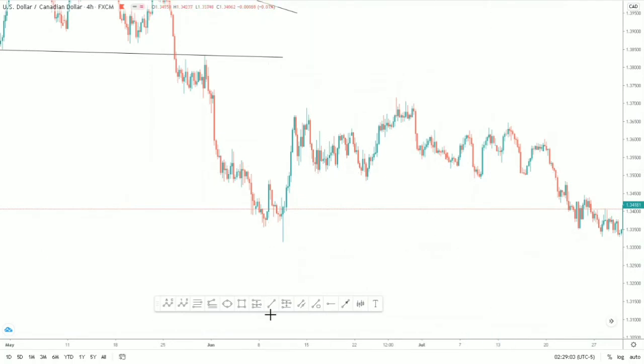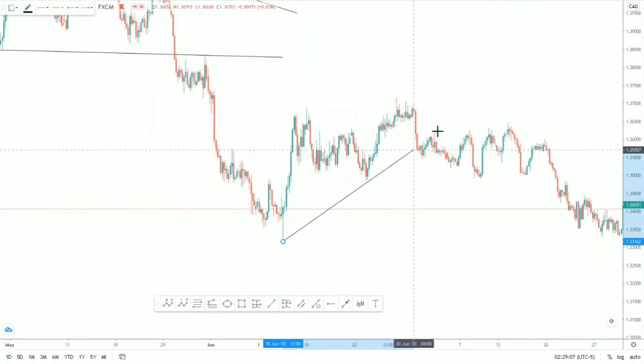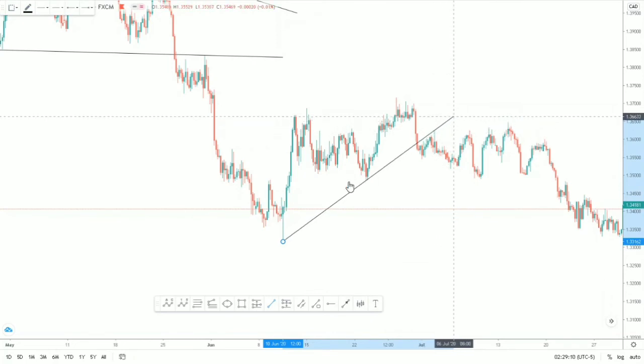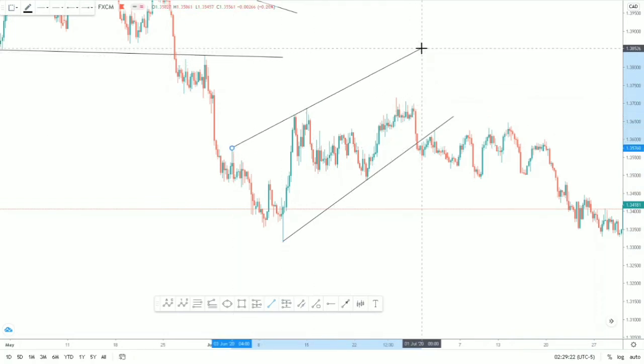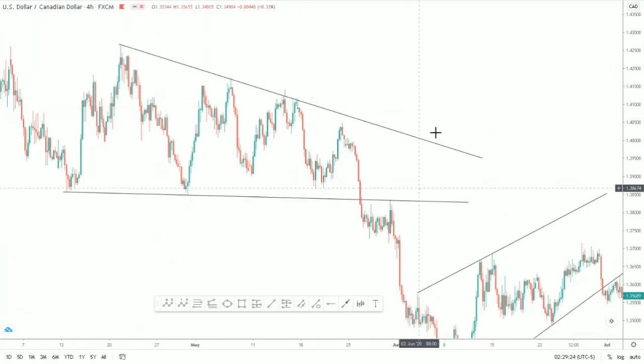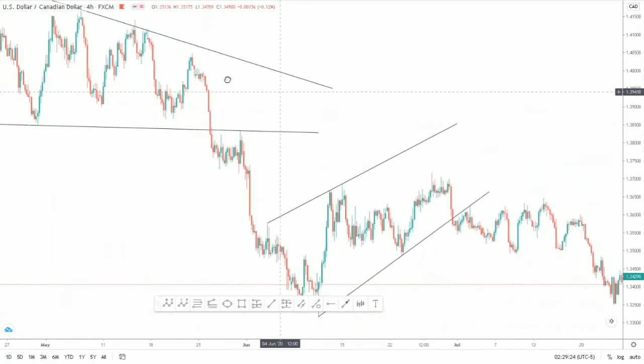Again, we're going to show what we do when we connect the lows. So we see this is an uptrend, lows and lows being connected, and we're going to connect the highs now. So highs and highs being connected. So we're going to connect these two highs. And this is a pattern as well. We're going to discuss that in the next chapter.